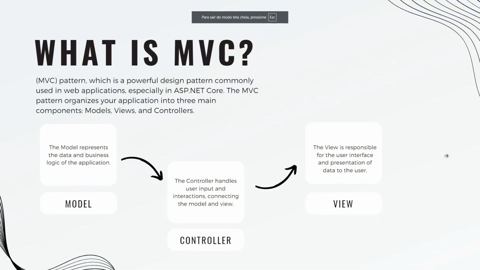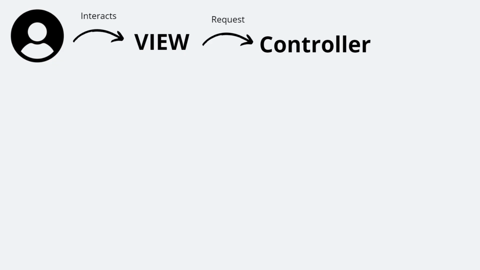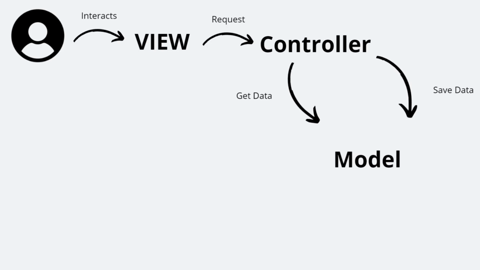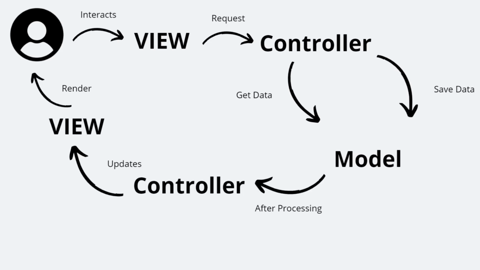How does MVC work together? Let's see an example. First, there is a user interaction. A user interacts with the view by performing actions like clicking a button or submitting a form. The controller receives the request and determines what action to take. It might get data from the model or update it based on user actions. If the controller needs data, it interacts with the model, which may retrieve data from the database or process the data based on the application's business logic. And then finally, view rendering. After processing, the controller passes the data to a view, which renders the final output the user sees in the browser.